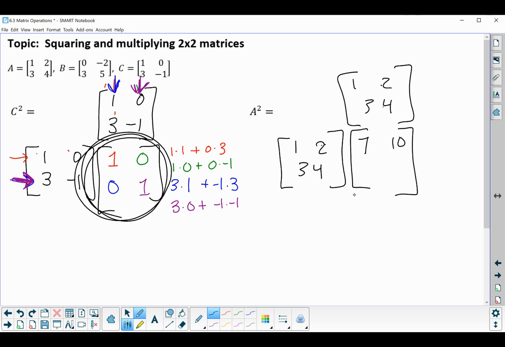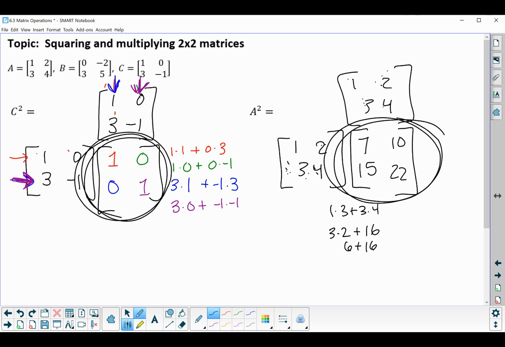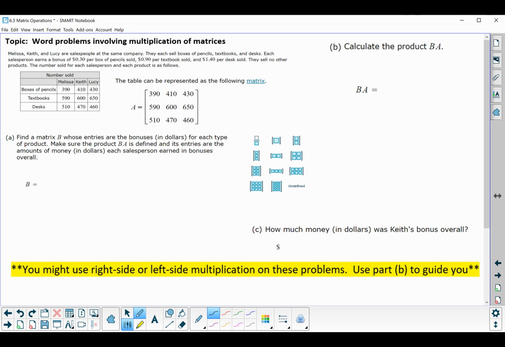Okay, and then switching to that second row, we get 1 times 3. That's 3 plus 3 times 4 is 12, 15. And then our last element, 3 times 2 is 6, plus 4 times 4 is 16, and that's 22. So you can see you don't always get those diagonal ones. That's just a coincidence.